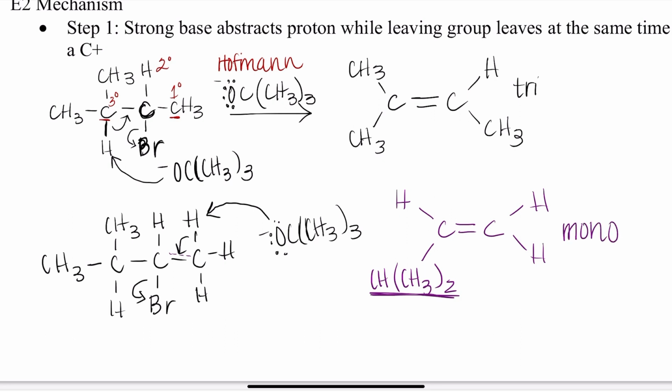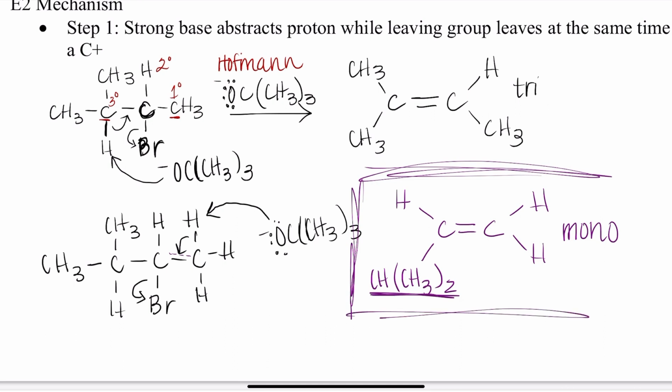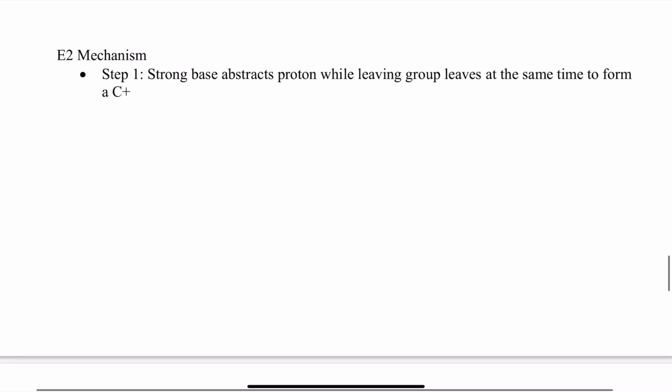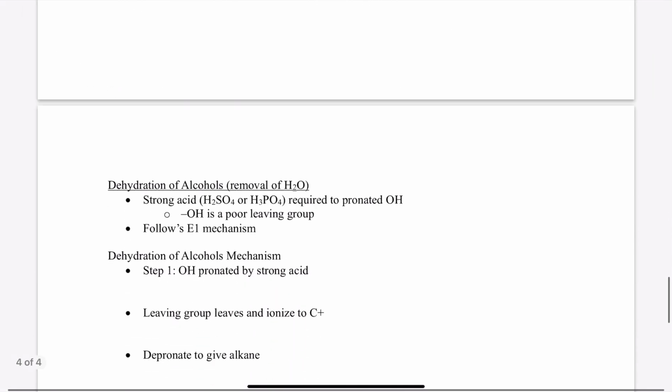And since we are following Hofmann's product, because we are using a bulky base, Hofmann's product states that we are going to favor the least substituted product. So our product in purple, which is monosubstituted, is going to be the favored product. So I hope that this is somewhat making sense. And those are the mechanisms for E1 and E2 reactions.